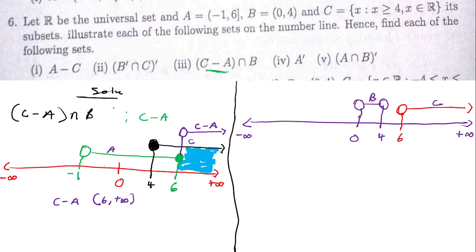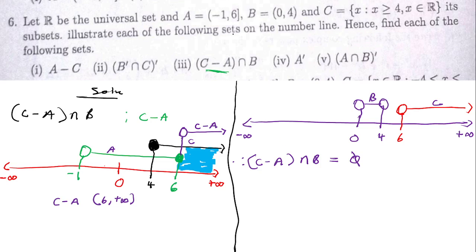Then the question is, find C minus A intersection B. Is there a part where these guys are meeting? The answer is no. There is no other part. So therefore, you have to say C minus A, open bracket, you are now going to say intersection B is simply equal to an empty set. So the answer here is an empty set.